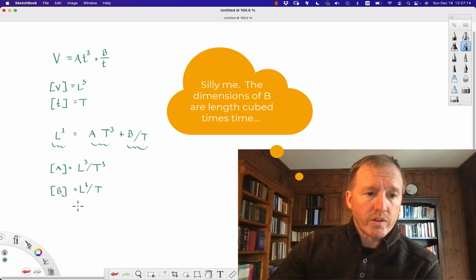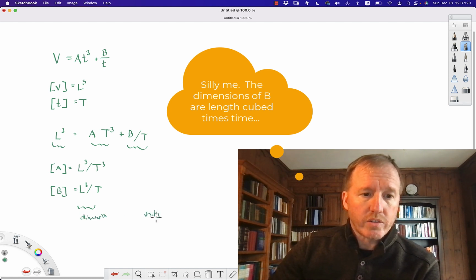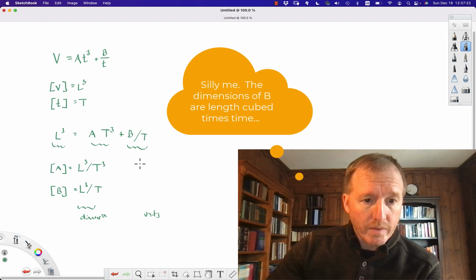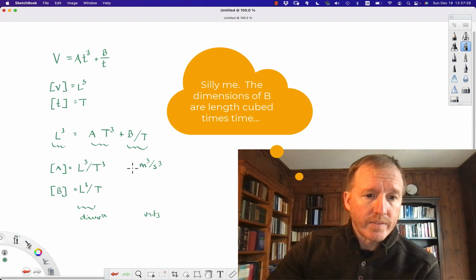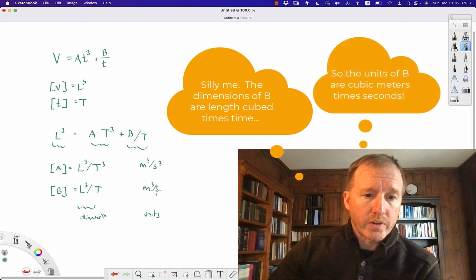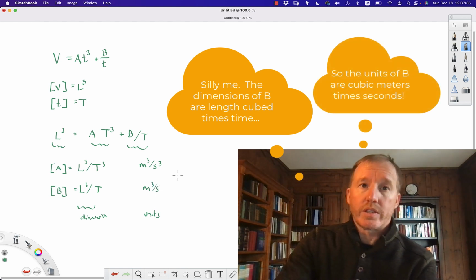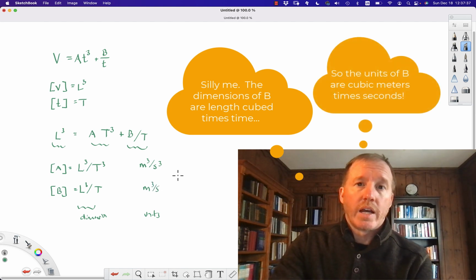So what are the units? If these are the dimensions right here, the units of these quantities are going to be, well, cubic meters per cubic second for A, and the units for B would have to be in cubic meters per second. Okay, make sure you understand the distinction between dimensions and units.